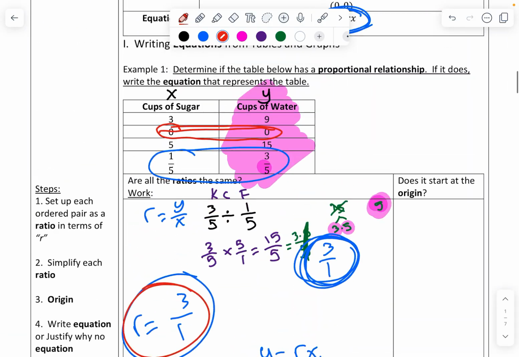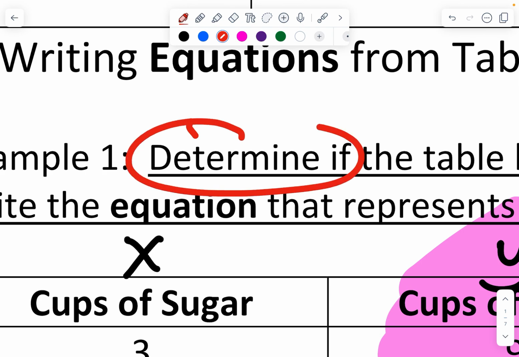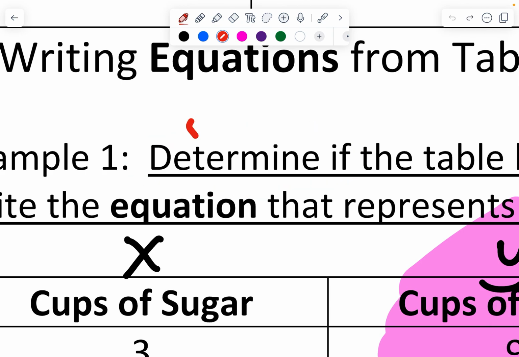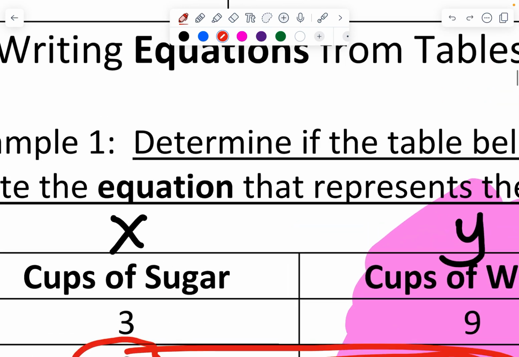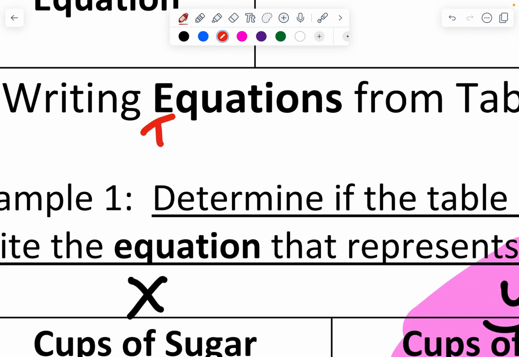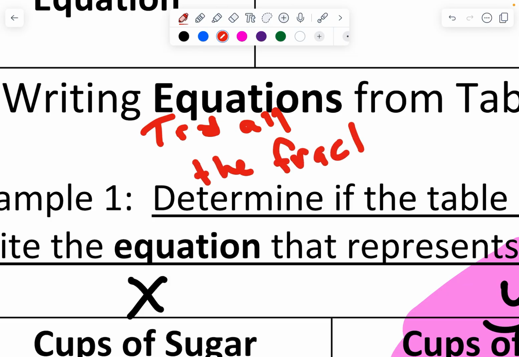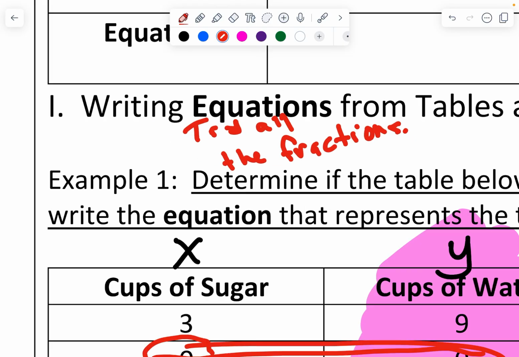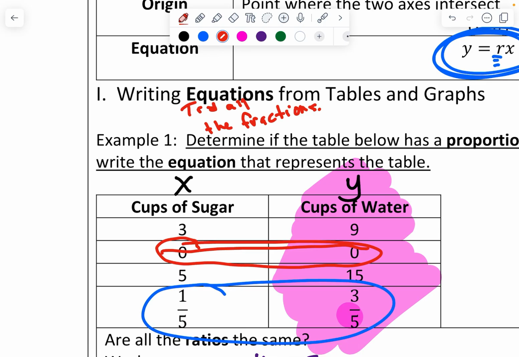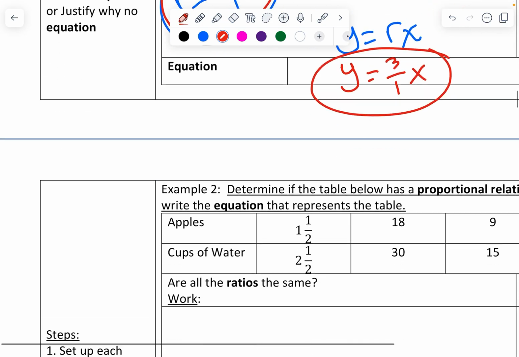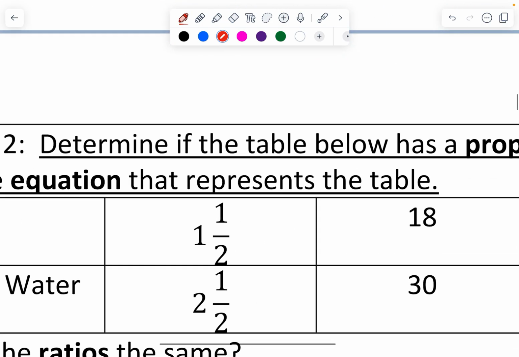Okay, now, because this says determine, we are unsure if it is a proportional relationship or not. So whenever you see the word determine, the main thing that you guys got to understand is that we got to try all the fractions, okay? Now down here, I'm going to change something up on you. I know it says determine, and that means we got to try all the fractions. But to be honest with you, I want to put something different here.